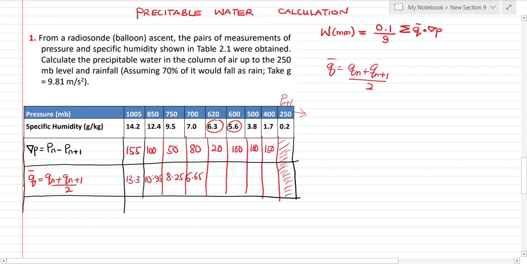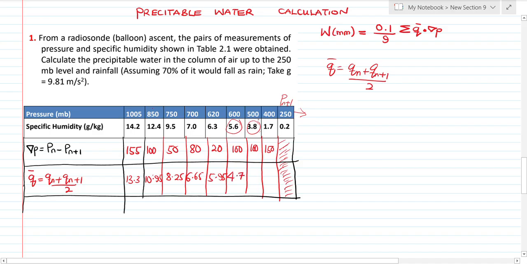6.3 and 5.6. So 6.3 plus 5.6 divided by 2, then that's 5.95, sorry. Then we come to 5.6 and 3.8. So 5.6 and 3.8, that is 4.7.